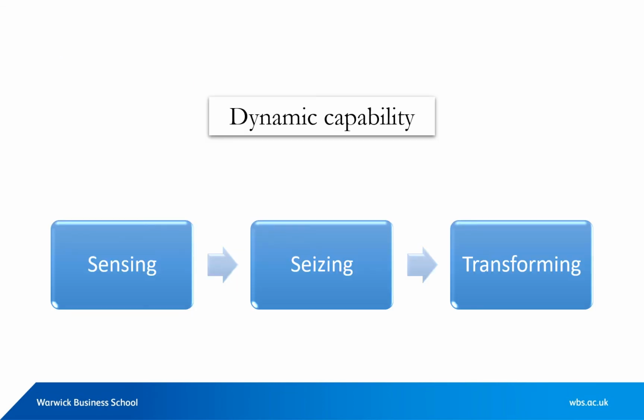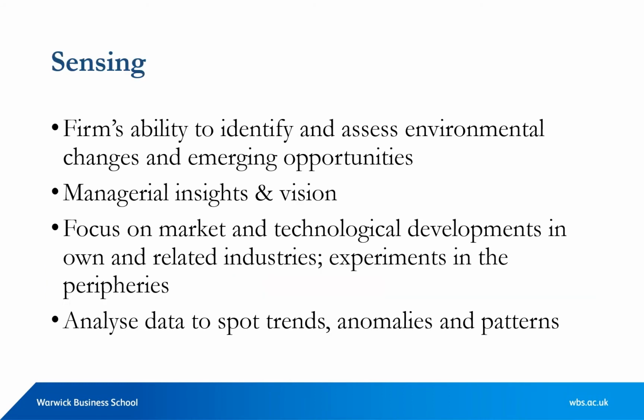Dynamic capability of a firm has three elements. First, sensing the changes. Second, seizing the opportunities. And third, transforming its strategy, organization, resource base, and networks. Sensing refers to a firm's ability to identify and assess environmental changes and emerging opportunities.